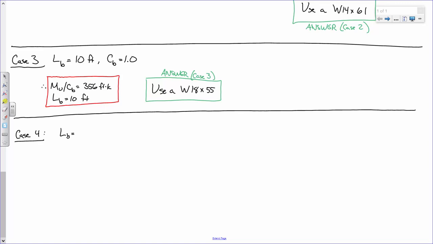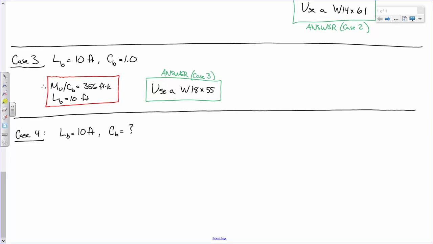So this is a W18 by 55. What's happening with our designs? They're getting lighter and lighter and lighter. So that's going to happen. It's sort of the point I'm making. I really want you to put your thinking cap on for this one. This one's good. I like this one.